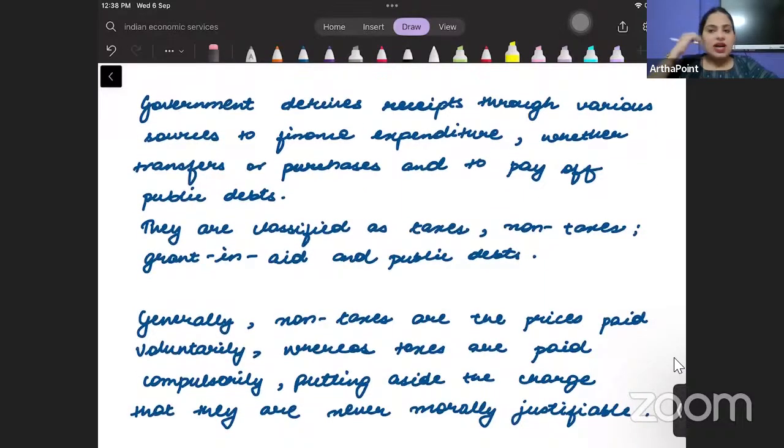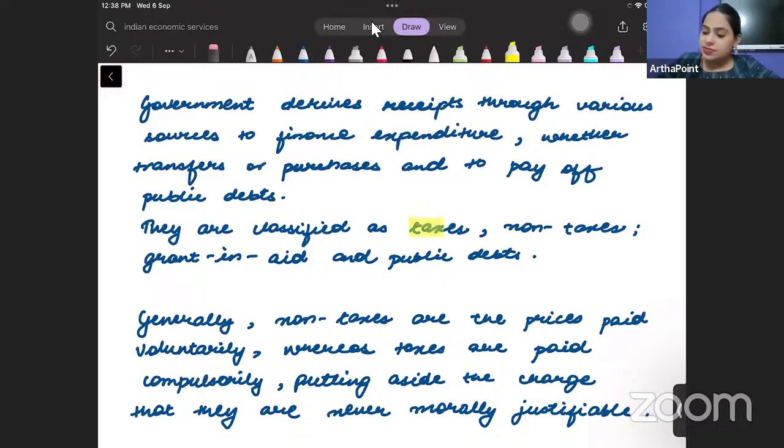So let us start by understanding what a government does. Look, whenever I talk about the government, the government needs money, the government needs revenue. And to get this revenue, the government can collect it either through taxes or non-taxes. What is a non-tax? For example, if I collected a toll, that's a non-tax, right? Or somebody is driving a car and they broke some traffic rule and I collected the fine, that is a non-tax. So the government derives its receipts through various sources.